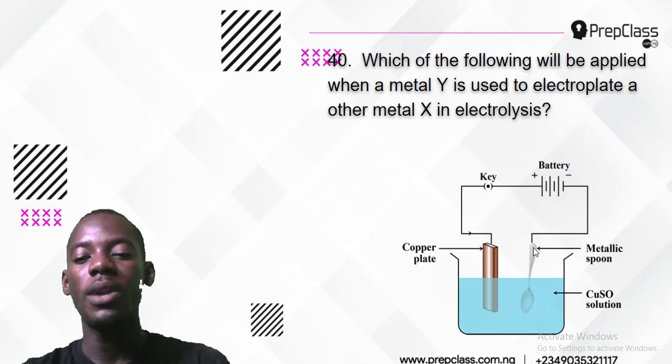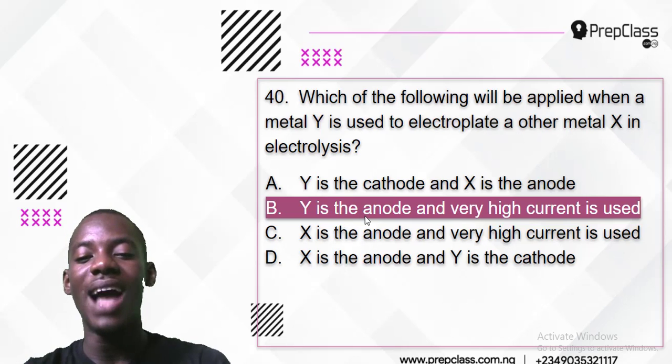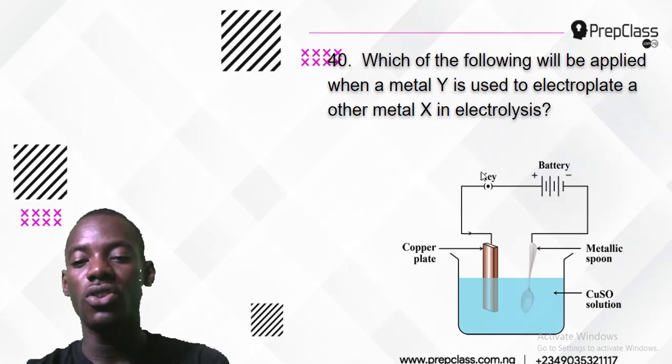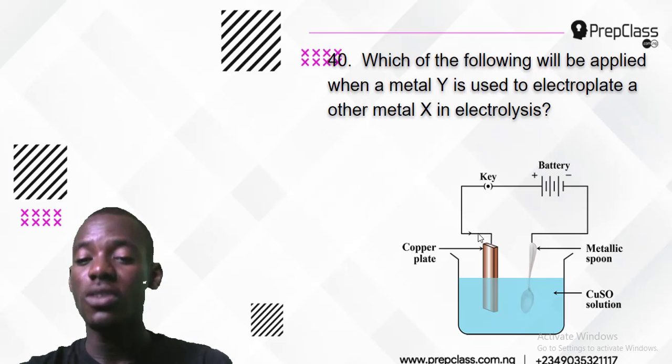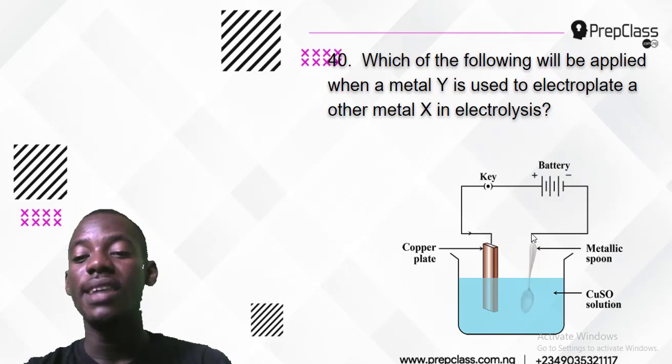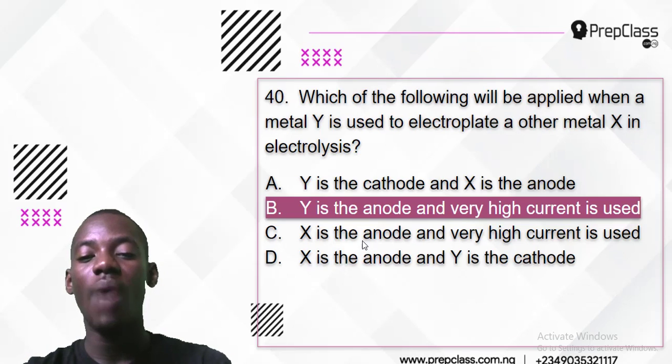So what will happen is that the Y is now the anode, because this side is the anode side and this side is the cathode side. During electroplating, it will flow from here and rub on this one and go around and keep flowing around and around until the spoon has the same color as this material. So Y, which is used to electroplate, is at the anode side and this spoon is at the cathode side.